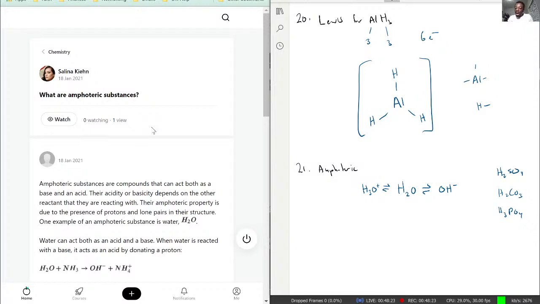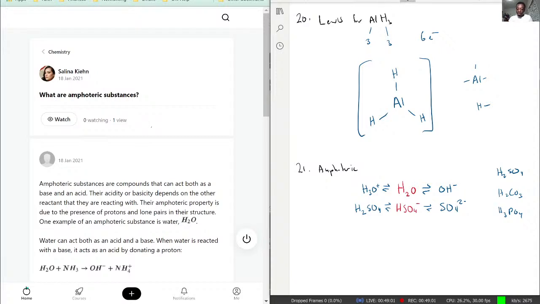Now I would put the H2SO4. I'm going to make this one red to signify that it is the one that changes. So I'll put H2SO4, give away 1, and now we have HSO4 minus. Give away another, and we have SO4 2 minus. HSO4, hydrogen sulfate, is also an amphoteric substance.